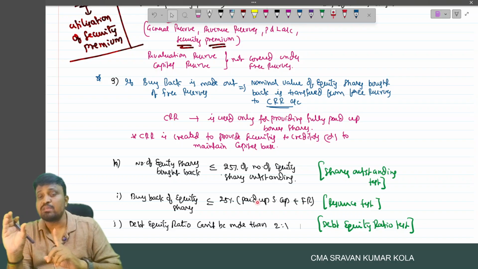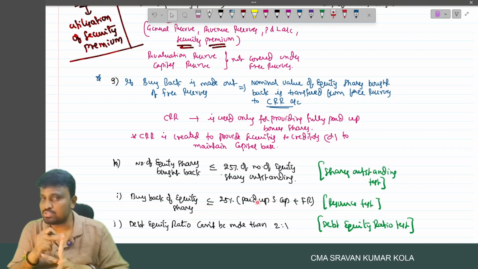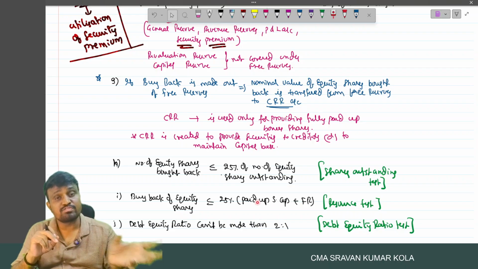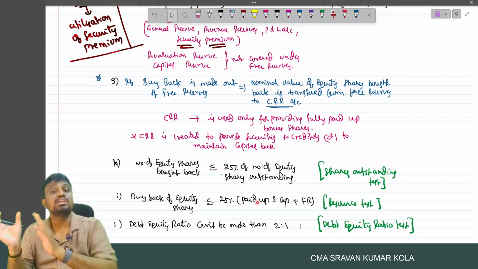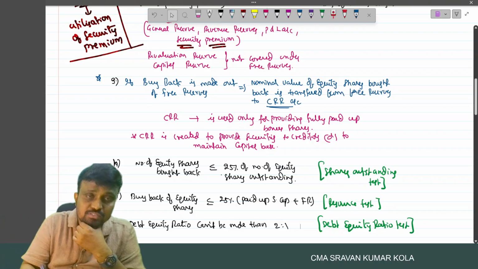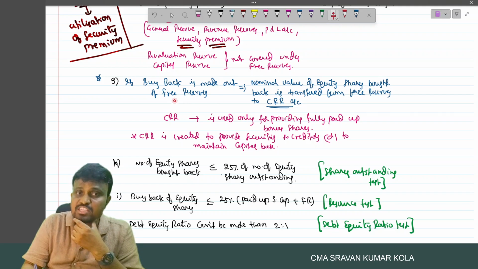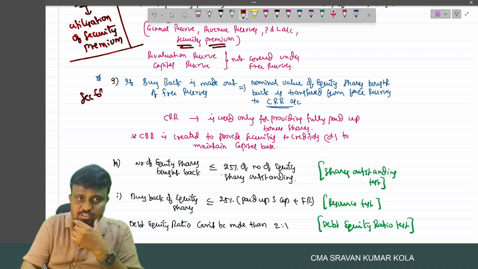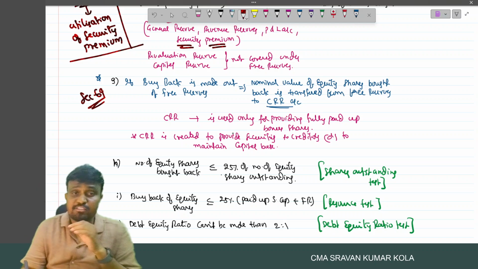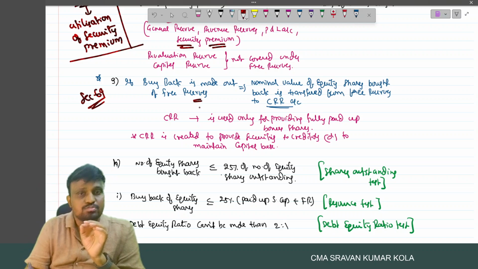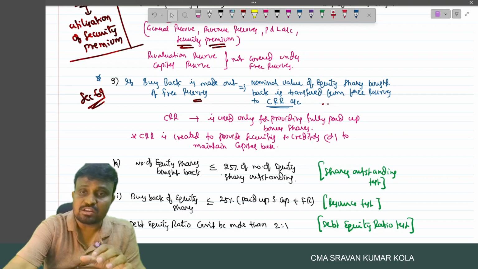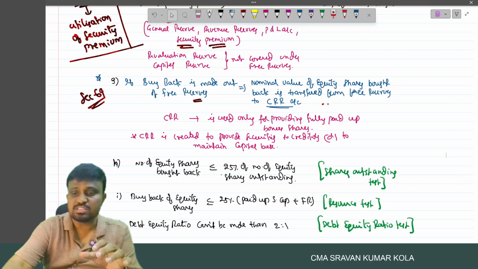Only fully paid up equity shares can be bought back. And what are the sources we have? Two sources. One is the free reserves, including security premium. Second one, proceeds from fresh issue of shares other than the same class of equity shares bought back. And the third rule, which is provided in Section 69 of the Companies Act 2013: if the buyback is made out of free reserves, the nominal value of equity shares bought back is transferred from free reserves to the CRR.